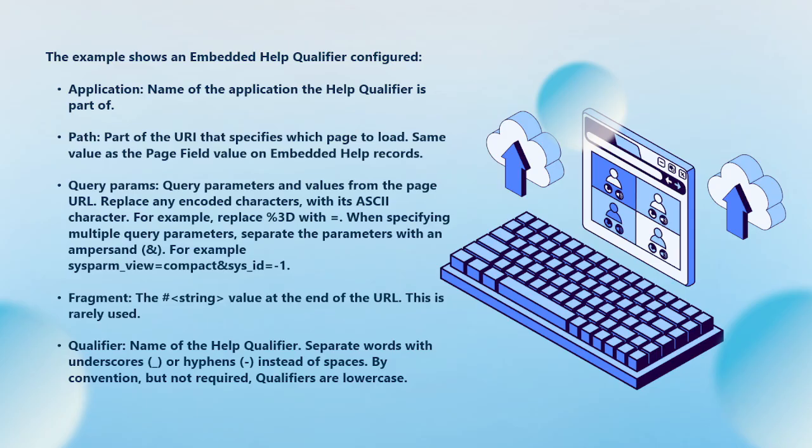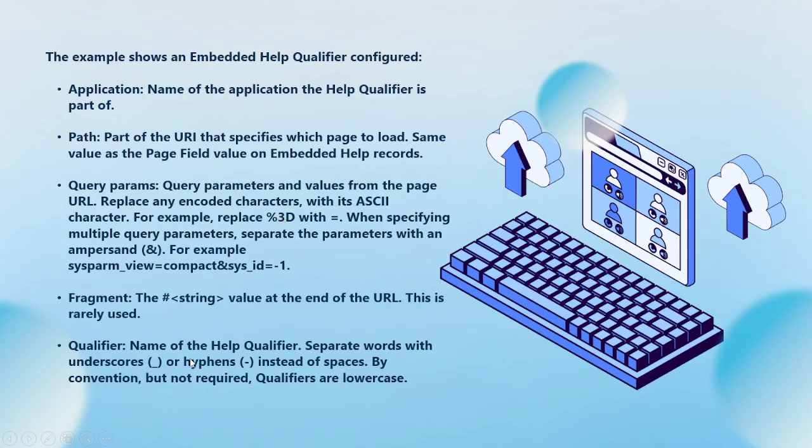Qualifier parameters and values from the page URL. And then these are the qualifier parameters. As I mentioned in the previous topic, these are the query based parameters. And the next is fragment. Fragment is rarely used because it's an optional field. This is a string of values at the end of the URL. This will indicate what page the user is in. Qualifier. This is the name of the help qualifier, separated with underscores and hyphens instead of spaces. And by convention, it should be all lowercase.